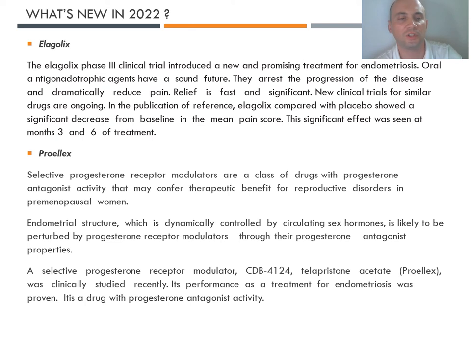Endometrial structure, which is dynamically controlled by circulating sex hormones, is likely to be perturbed by progesterone receptor modulators through their progesterone antagonist properties. A selective progesterone receptor modulator, CDB 4124, telapristone acetate, was clinically studied recently. Its performance as a treatment of endometriosis was proven. It's a drug with progesterone antagonist activity.